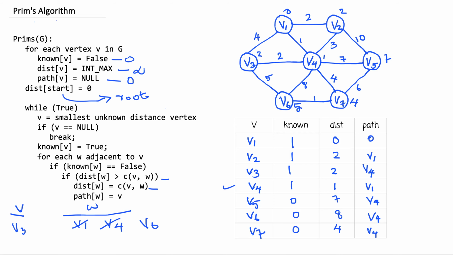and I will be making the corresponding changes in this table as well. For V6 the distance is 5 and it is from the vertex V3. So this will be 5 and here it will be V3. With V6, thus we are done with V3 also.